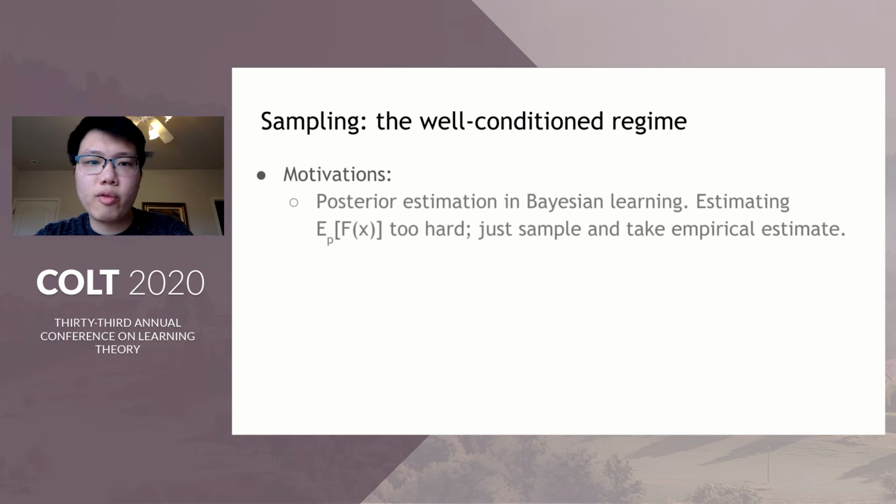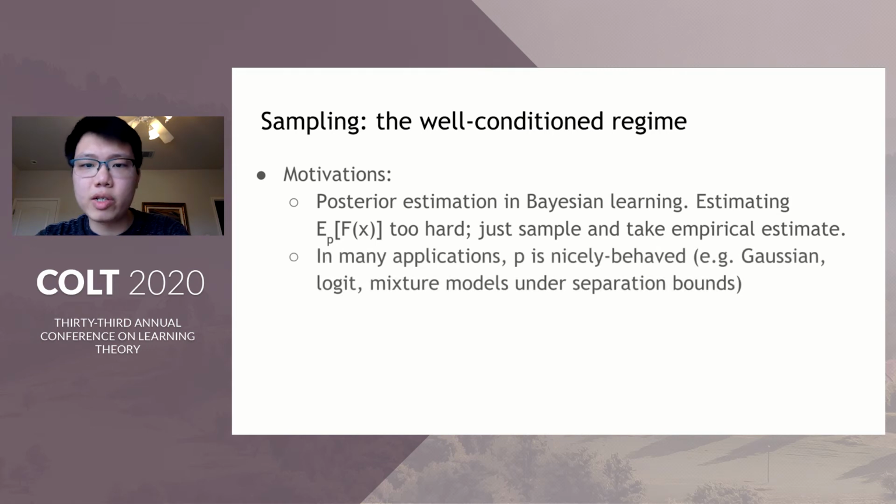So this problem is motivated by posterior estimation in Bayesian learning. So say you want to estimate the expectation of some function over your data set drawn from a distribution P. This is too hard to estimate in closed form most of the time, so you just sample repeatedly from P. And in many applications, such as when P is a multivariate Gaussian or induced by a logit function, this P is well-conditioned, and then we can apply these well-conditioned samplers.